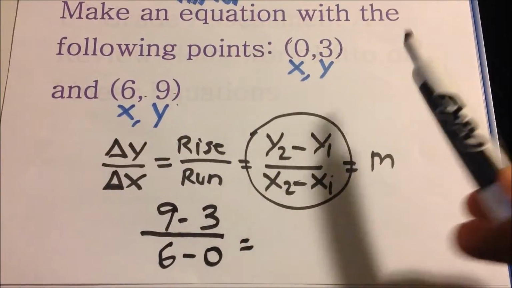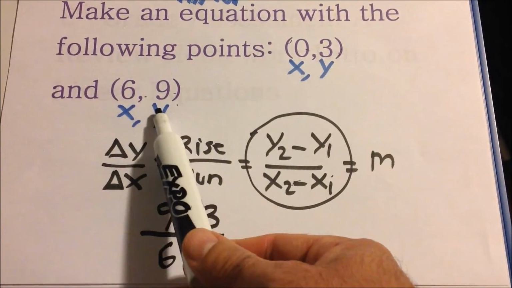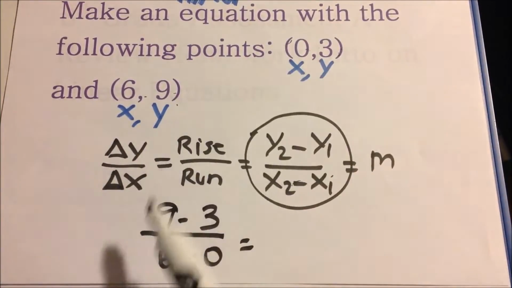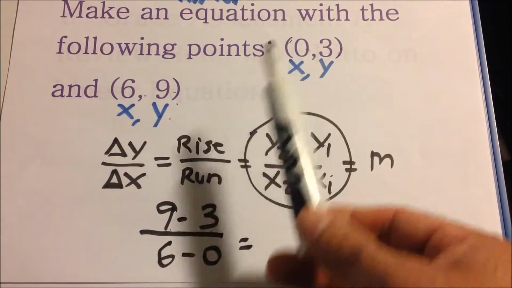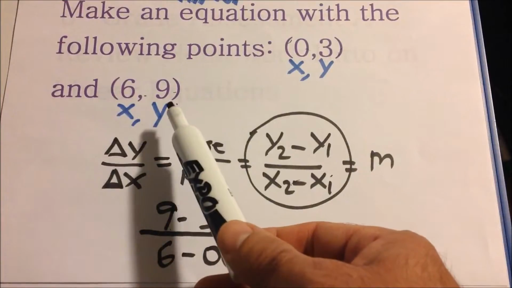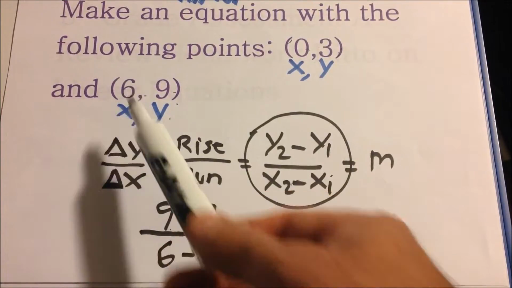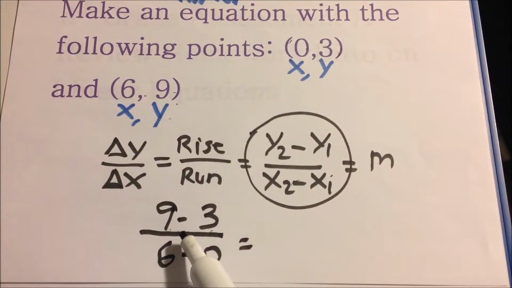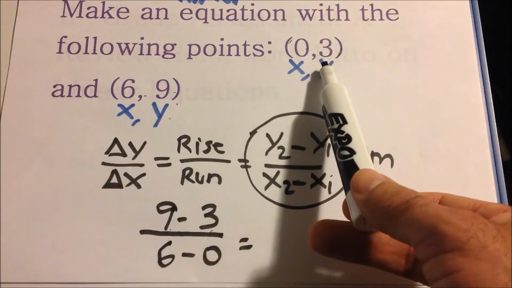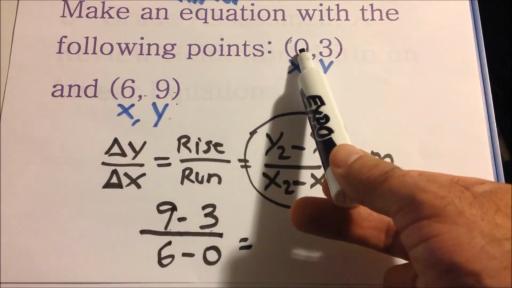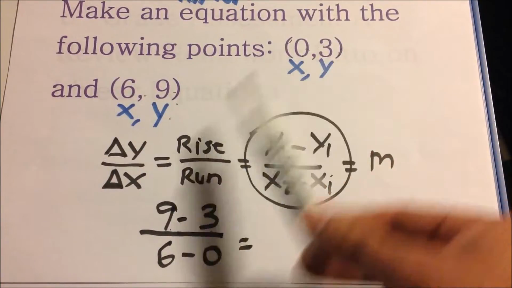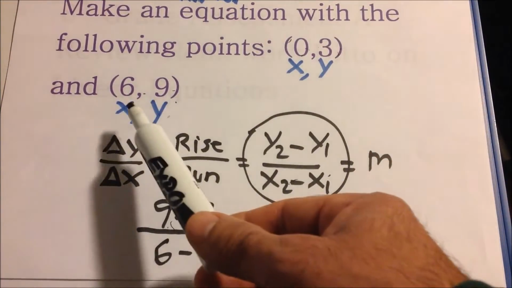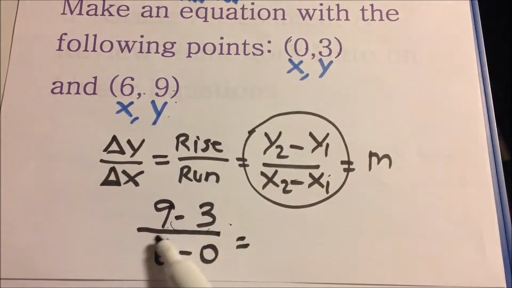We did 9 for y minus the other y, 9 minus 3. This y minus this y. Since we used this 9, we have to use this 6 for x. Don't mix the pairs. If we use this y first, then we have to use that x first. So we did 9 minus 3, and 6 minus 0.